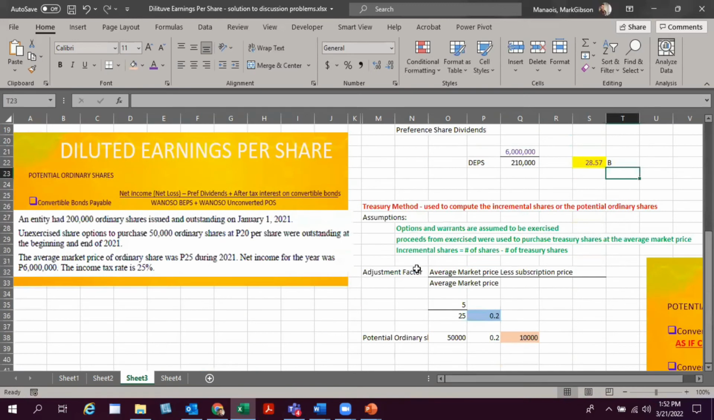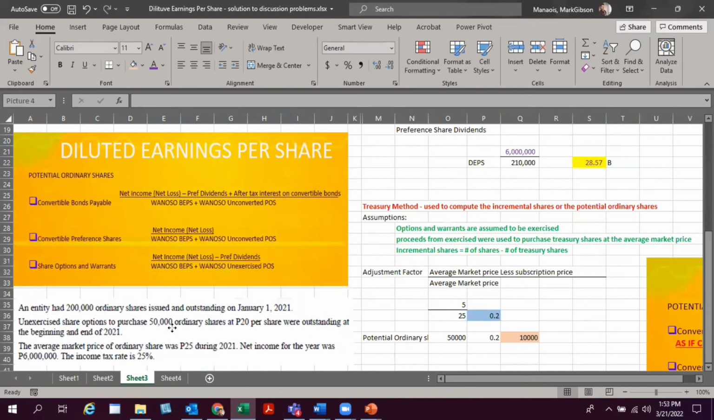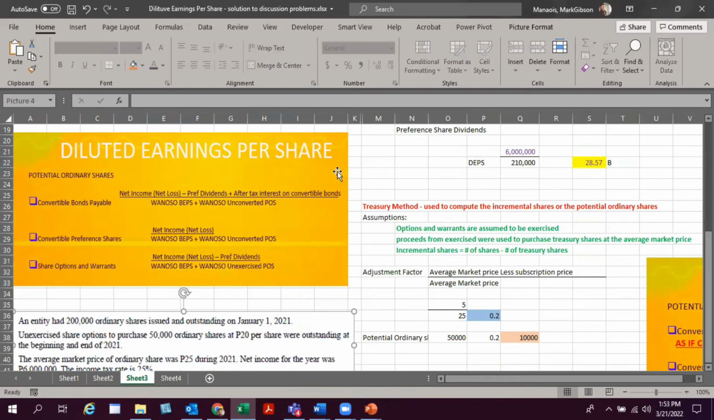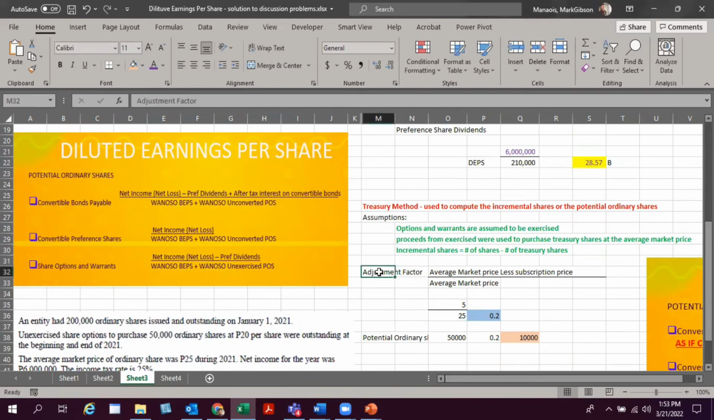So there's a new concept discussed along with the formula on diluted earnings per share, and that's the adjustment factor. This is important to compute the potential ordinary shares. We introduced how to compute the adjustment factor. It's simply your average market price less the subscription price, or the exercise price, over the average market price.